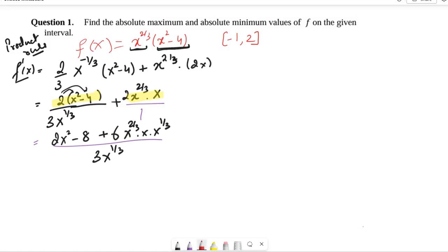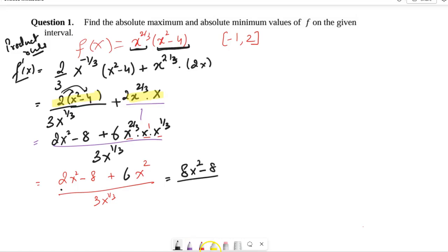Now you guys notice we have to multiply these three terms. All of them are the same base x, but the powers have to be added. So this is going to be 2x squared minus 8 plus 6 times x to the power 2/3 plus 1/3, which is x squared, divided by 3 times x to the power 1/3. 2x squared plus 6x squared is 8x squared minus 8 over 3x to the 1/3. So this is your derivative.